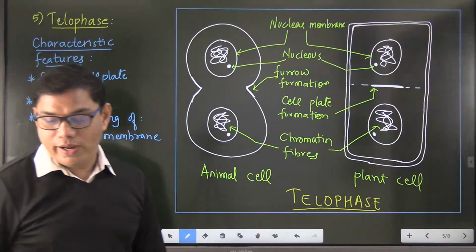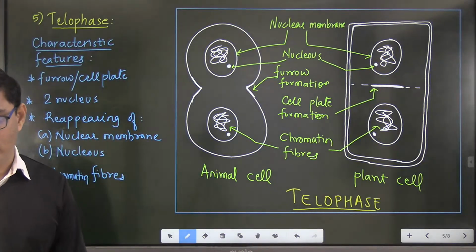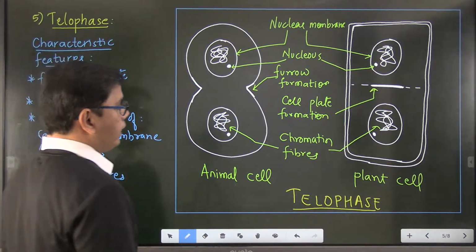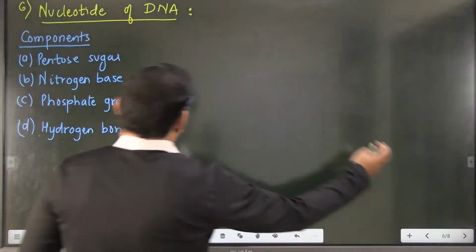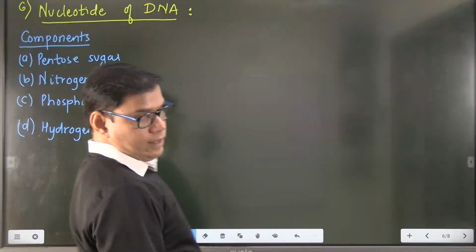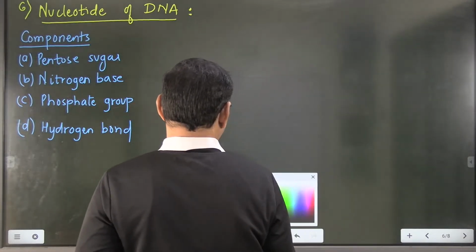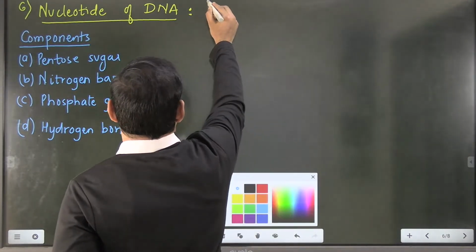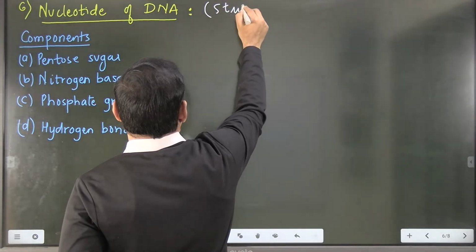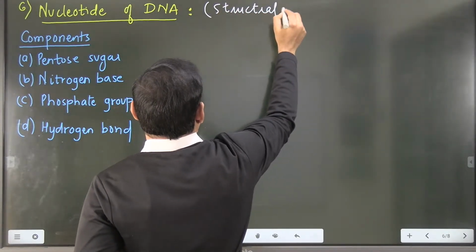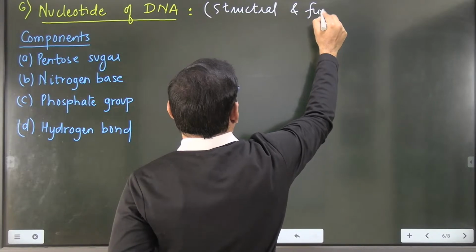Okay, if this question comes in the exam, what are you going to write? All funny answers. Okay, it is nucleotide. Nucleotide. Okay, nucleotide is what? The structural and functional unit of DNA.